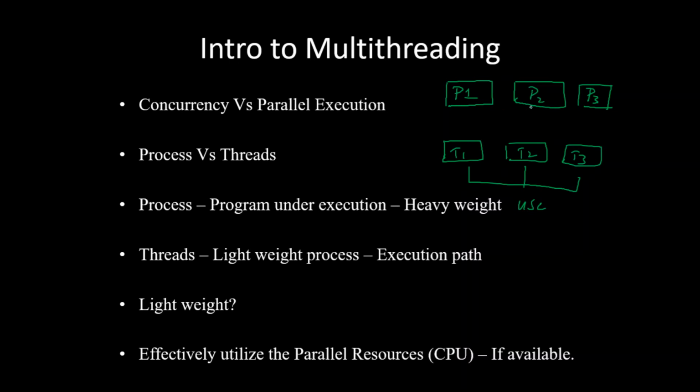Now as you have three processors, T1 can be assigned to processor 1, T2 can be assigned to processor 2, and T3 can be assigned to processor 3. In this case, there is no context switch. Processor 1 is executing only T1, processor 2 is executing only T2, and processor 3 is executing only T3. Now it is really parallelism. T1, T2 and T3 are getting executed at the same time. So this type of execution is called parallel execution.